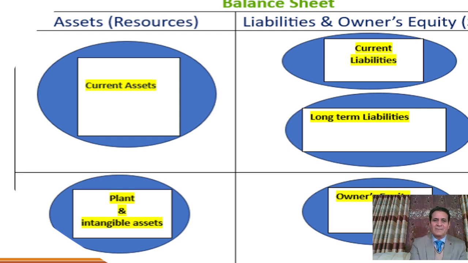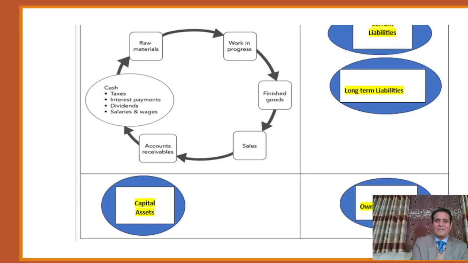Look at the balance sheet again. Current assets, fixed assets, current liabilities, long-term liabilities, and owner's equity. Students should fix in their minds that the balance sheet has five big components. And where is the activity of this business functioning?